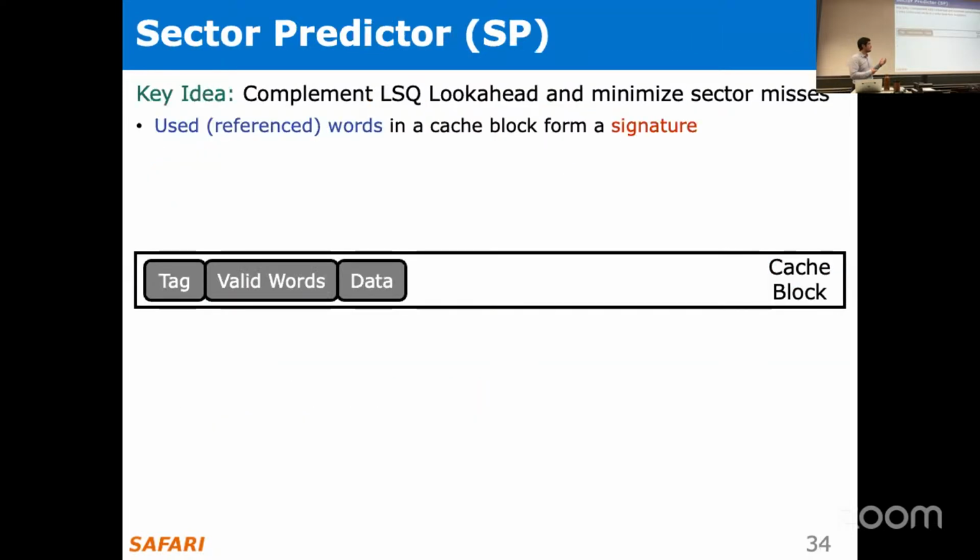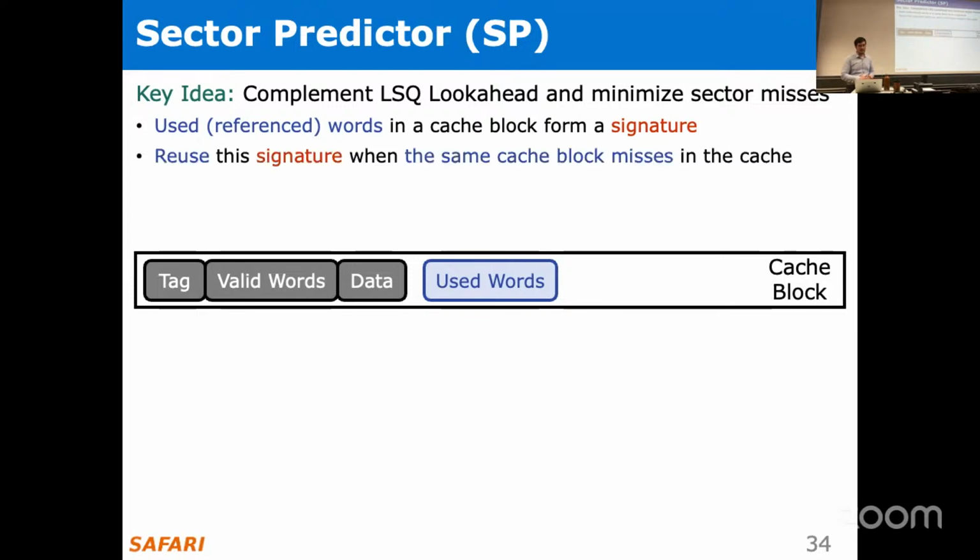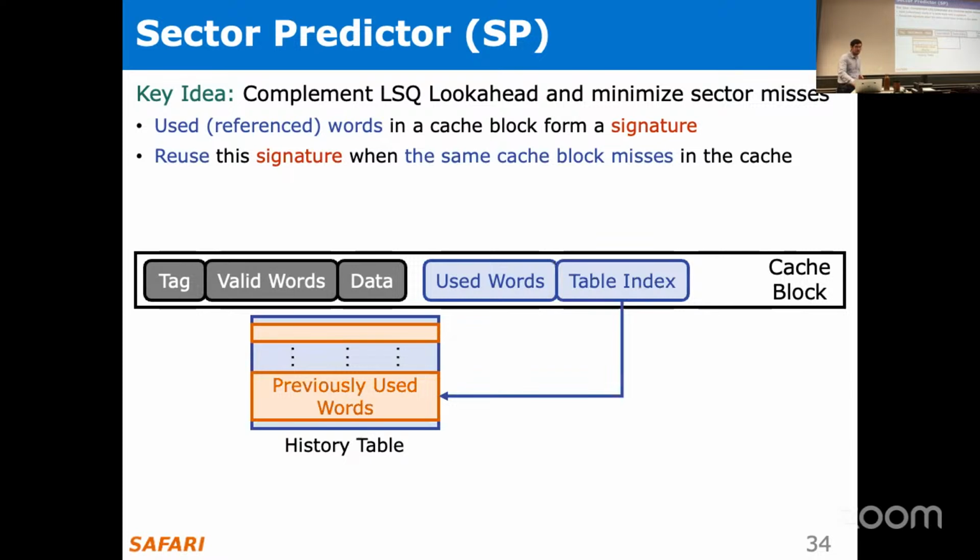And we complement LSQ look ahead with sector predictor. The key idea of sector predictor is to maintain cache block signatures that describe which words are likely to be useful based on current word use characteristics in the L1 cache. Then we reuse these signatures when a cache block misses in the L1 cache to retrieve all potentially useful words from lower levels in the memory hierarchy.